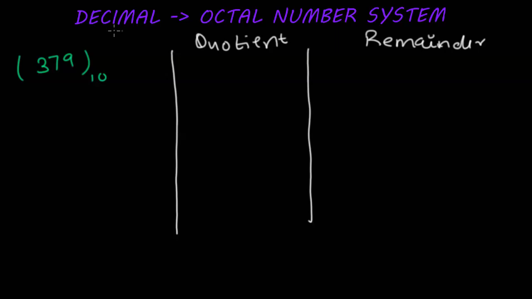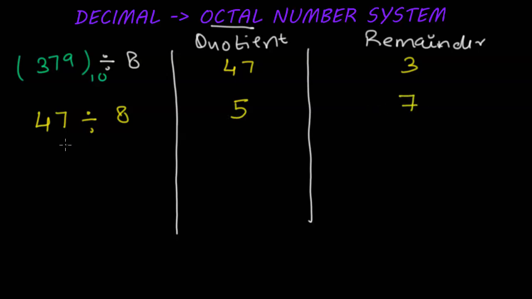Because I'm converting a decimal number into an octal number system, we are going to be dividing the given number by 8. We divide the number by the base of the number system we are converting into, which is 8. When we divide 379 by 8, we have a quotient of 47 and the remainder is 3. Again, we divide the quotient 47 by 8. We have 8 5s are 40 and the remainder is 7. Then we take 5 as my number and divide 5 by 8, which is not possible. So we have 0 as the quotient and the remainder 5 itself.